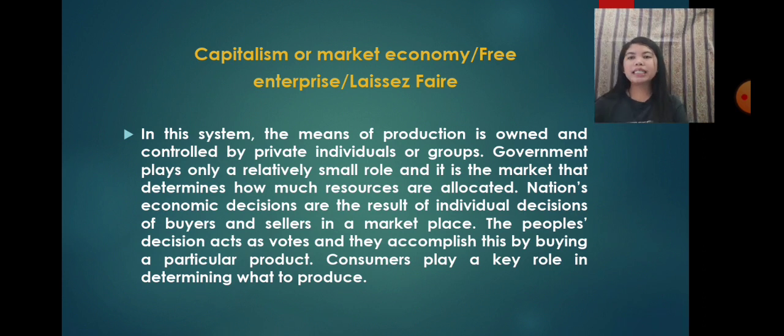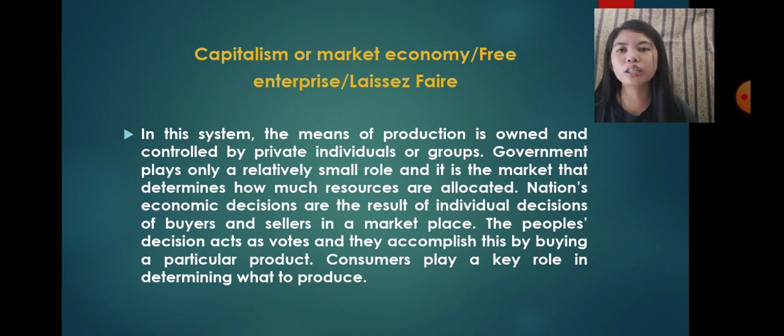So in capitalism, the means of production is commonly owned and controlled by private individuals or groups. Just for example, private companies or private corporations that are managed by their owners. Government only plays a small role in this kind of business, in order to connect this business to the public.